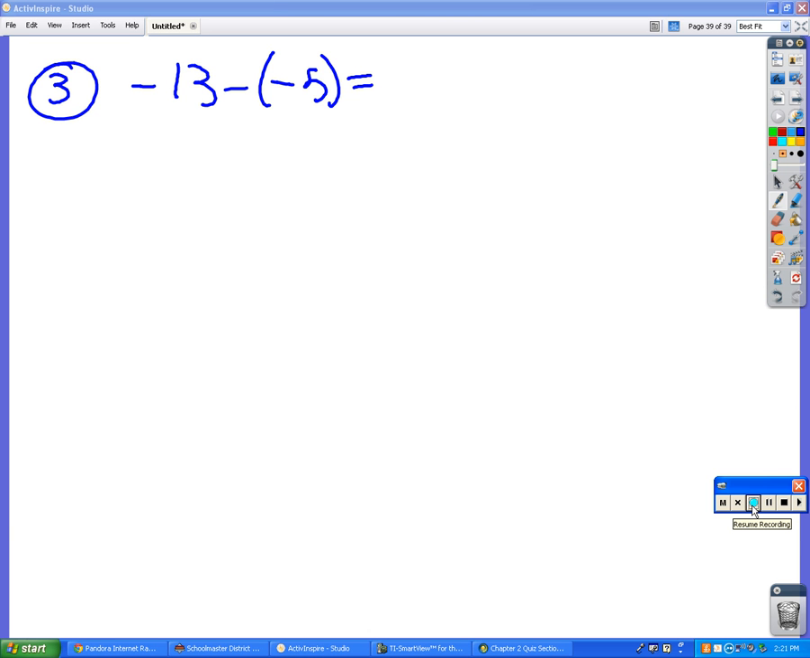So let's try another one of these. -13 minus -5. I'm going to change this into -13 plus. So I'm going to take the subtraction problem and change it into an addition problem. And then that means this -5 becomes a +5, okay? And now we have to think about, like you said, what we learned yesterday.